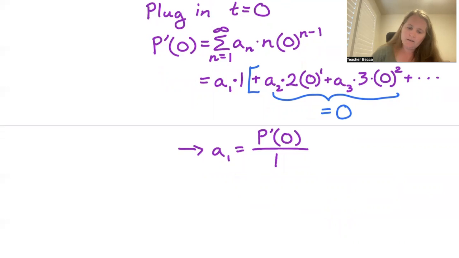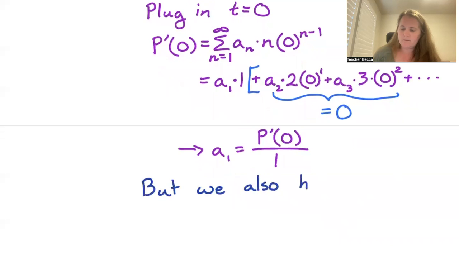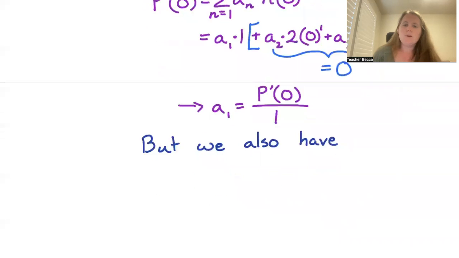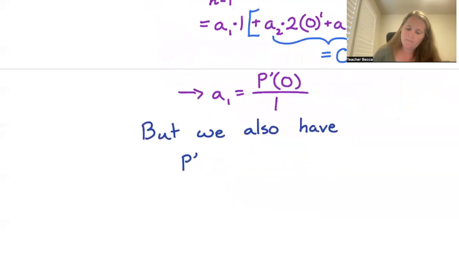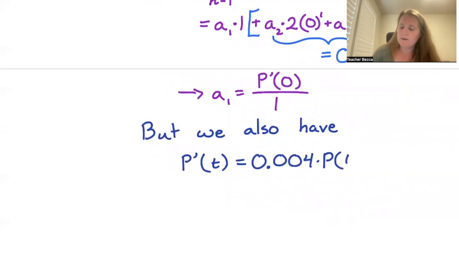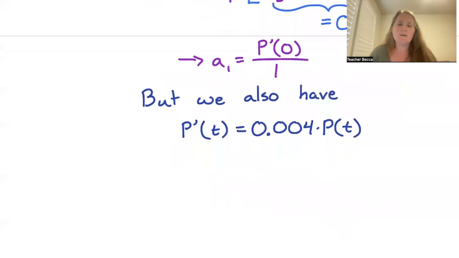But we also have that P prime of t is simply equal to 0.004 times P of t. That was our differential equation.